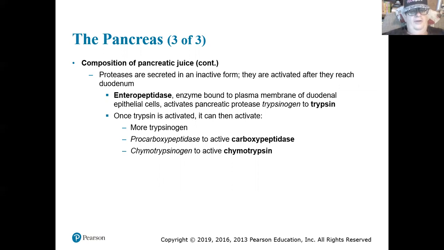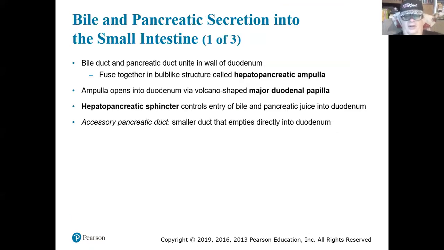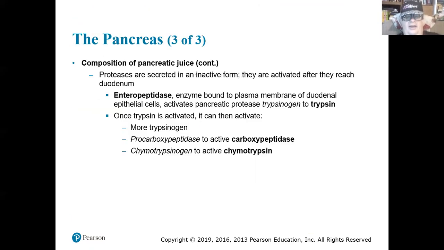Pancreatic juice, more on pancreatic juice. The proteases are secreted in an inactive form. Yeah, we understood that. They're activated when they hit the duodenum. Enteropeptidase is an enzyme that is bound to the plasma membrane, the outside membrane of the duodenal epithelial cells. A lot of these we call brush border enzymes. But yeah, they're enzymes that are in the outer membrane on the epithelial cells.